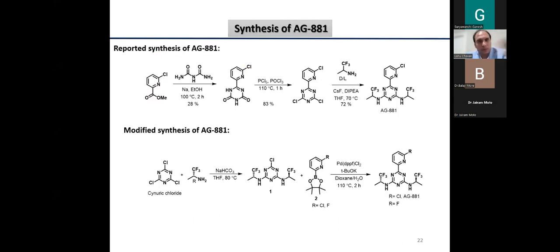After that, we started synthesis, and first we followed a reported synthesis, where we first introduced this pyrrolidinone ring into the molecule by using this methyl ester in the presence of urea. Later we introduced a 2-chlorine group at this position in the triazine, and then this 2-chlorine we substituted with trifluoroisopropylamine to give this AG881. But the problem with this synthetic route is that in the first step we are getting only 28% yield. With this lower yield, it's very difficult to complete the molecule.